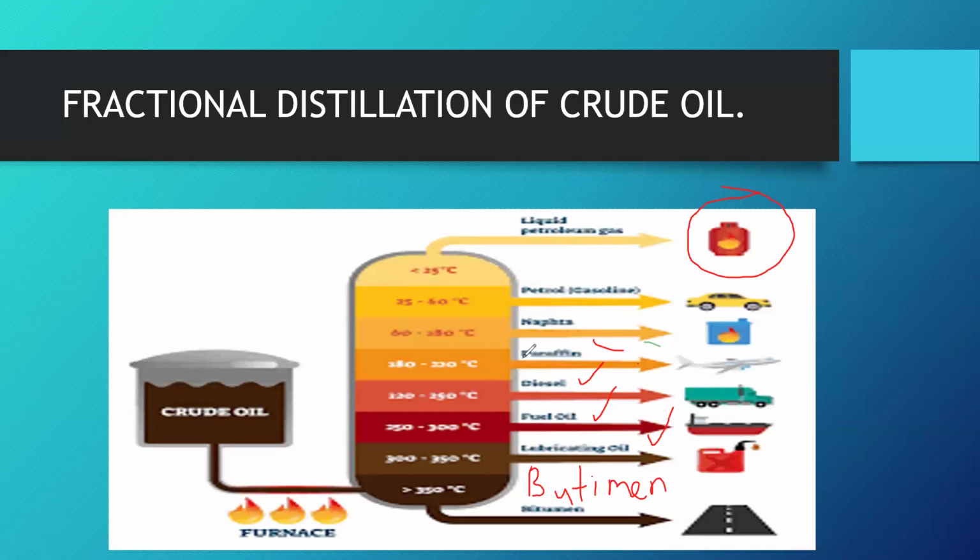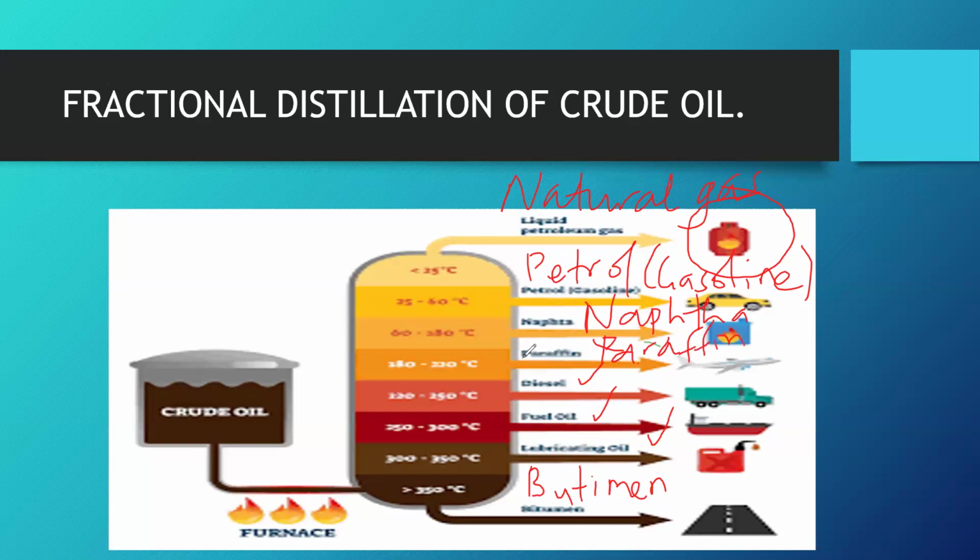So the first one, like I said, we have natural gas. I'm repeating for the last time for those that weren't taking notes. We have natural gas. Then the next one, we have petrol or gasoline. Then we have naphtha. Then we have paraffin or kerosene.